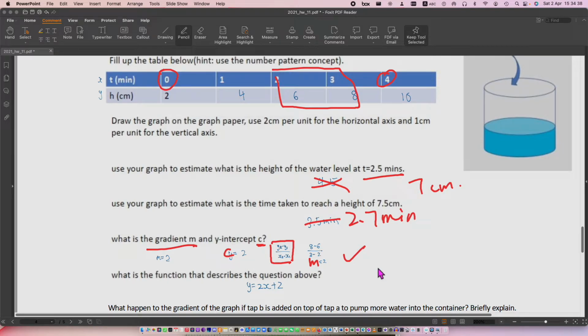So therefore, before you write the function, you always write this first. Okay? Then you insert the m, which is 2, and then you insert c, which is 2 in this case. So this is the function. Are you clear? And next.